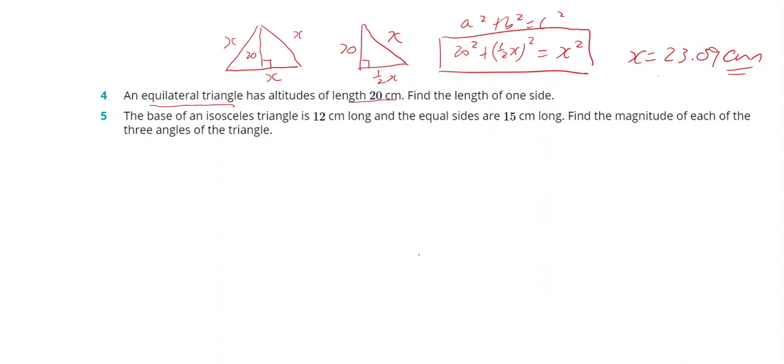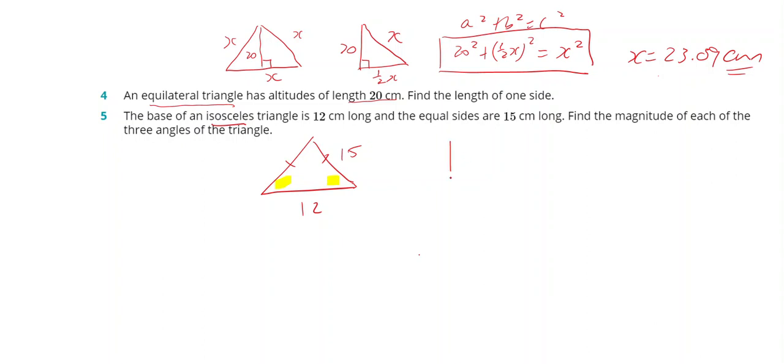Alright, we'll move on to question 5 now. The base of an isosceles triangle, isosceles means 2 sides the same, is 12 centimeters. Okay, so 12 here. These 2 sides are the same, and the equal sides have length 15. Find the magnitude of each of the 3 angles in the triangle. Now, we know with the isosceles triangle, 2 angles are the same, so that angle and that angle are the same. The good thing is, if we find these 2 angles, we can find the third.